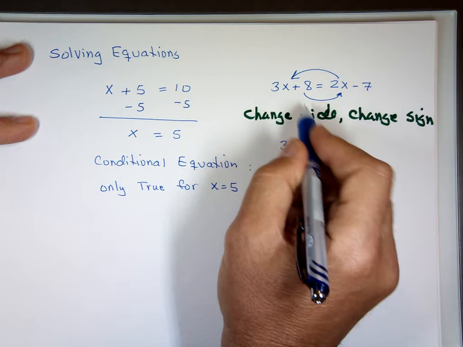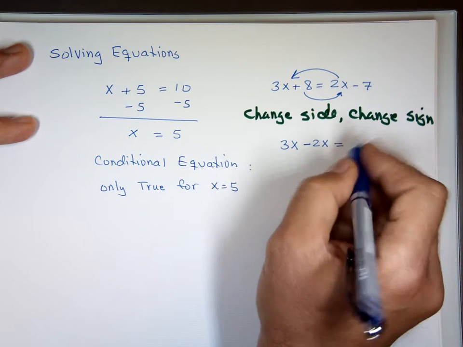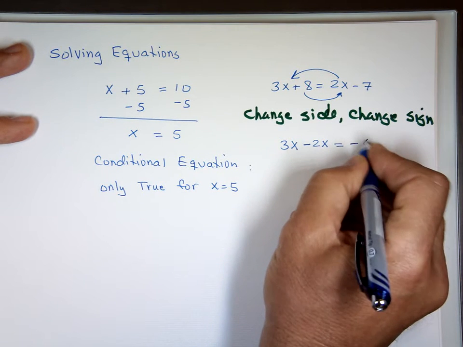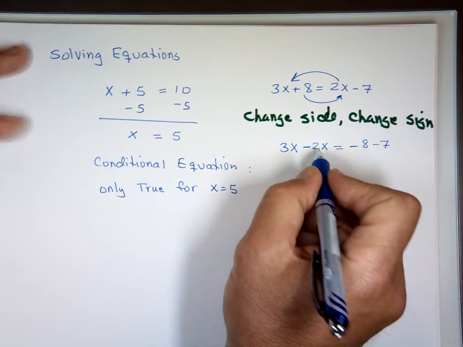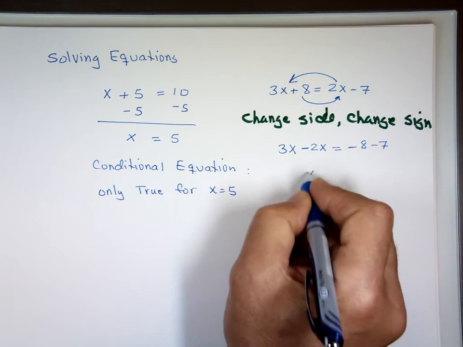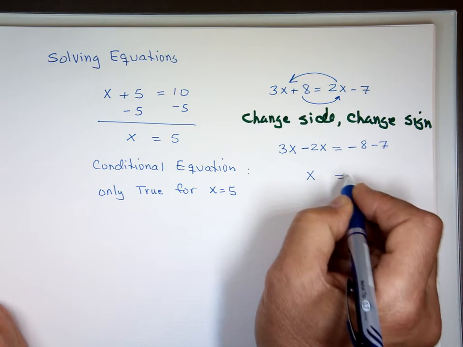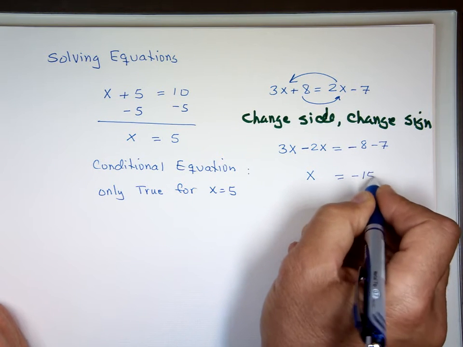I'm moving the plus 8 to that side. When you move it, it becomes what? Negative 8 minus the 7. What's 3x minus 2x? Just x. What's negative 8 minus 7? Negative 15.